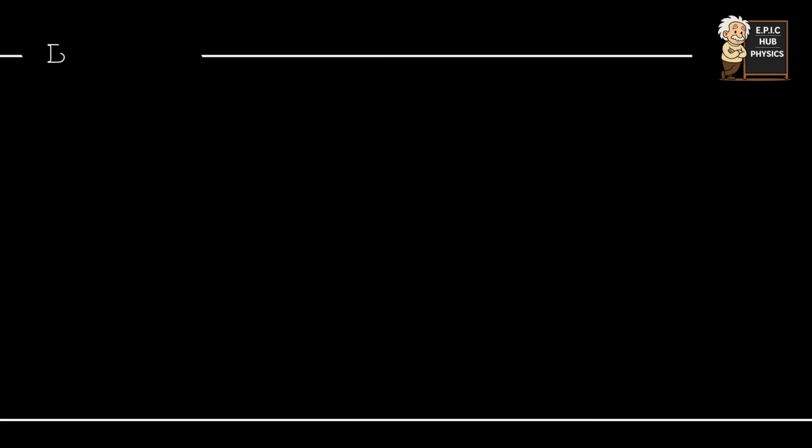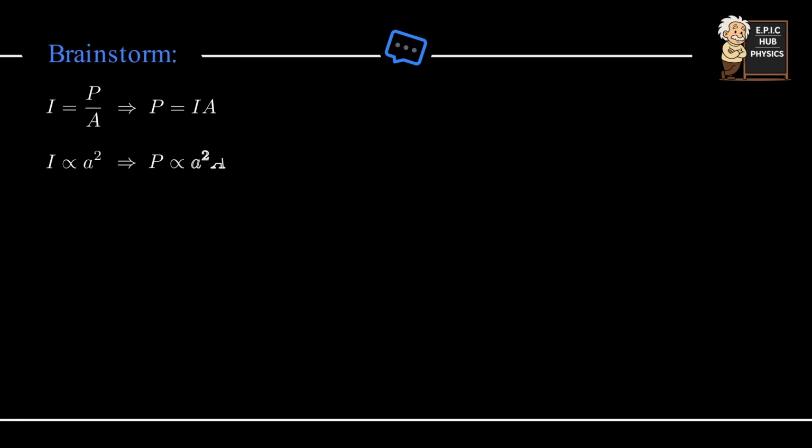Now let's get into the solution of the problem. Following the definition of intensity, intensity equals power divided by area. Rearranging this gives power equals intensity multiplied by area. Next, we recall the relationship between intensity and amplitude. Intensity is proportional to the square of the amplitude. Substituting the proportionality into the power relation tells us that power is proportional to the square of the amplitude multiplied by the cross-sectional area. Now we compare the modified beam with the original beam.